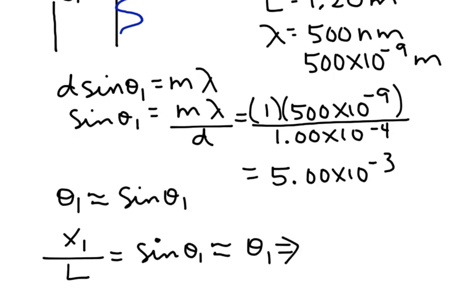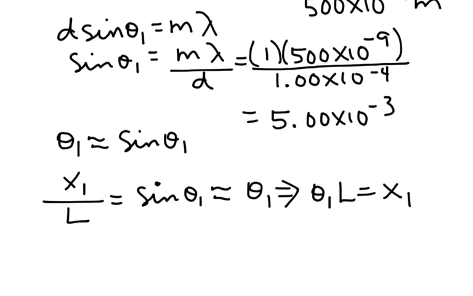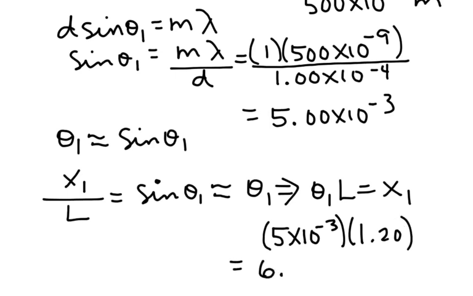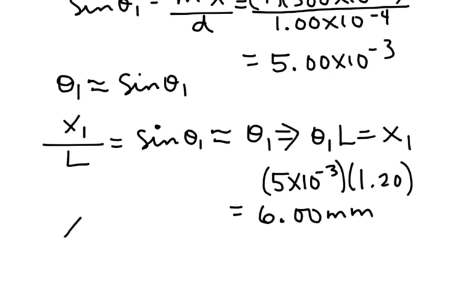Rewriting that then, I'm going to have theta 1 multiplied by L is x sub 1. And I really ultimately want to find x sub 1, so I can subtract it from x sub 2 and get my answer. And so plugging in the numbers for theta sub 1, we'll put 5 times 10 to the minus 3. And we're going to multiply that by L, which is 1.20. And we get an answer of 6.00 millimeters.